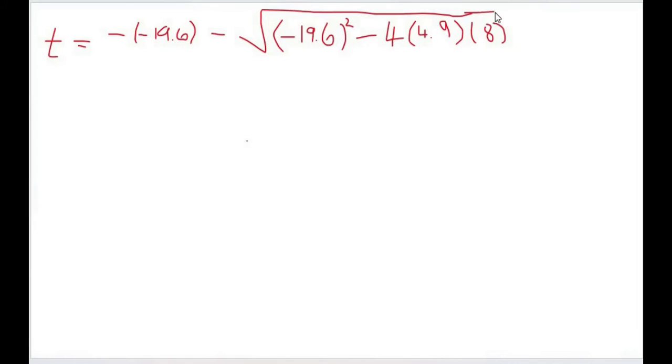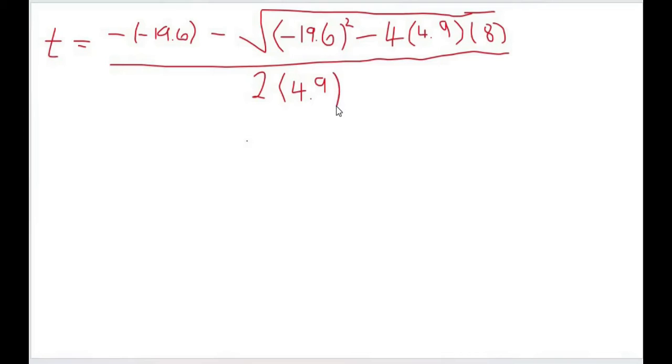And all of this is under a square root, and the whole thing is just divided by 2a. So, what's the value of our a? It is 4.9. If you put this in your calculator the way it is, it should give you a value of 0.46 seconds. Small letter s means it's in seconds.